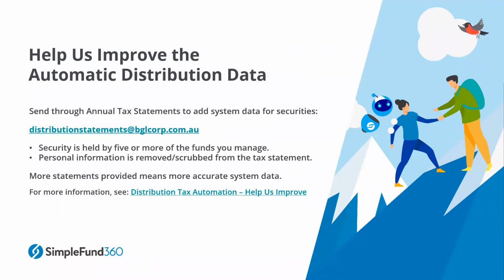So if you send through the annual tax statements, what we do request is that the security is held by 5 or more funds that you manage, and that any personal information is removed from those tax statements. That's basically to ensure that the data that we are receiving is accurate, and we can actually create a framework for the system tax data based on that. That's a good segue to actually explain how the system tax data works.